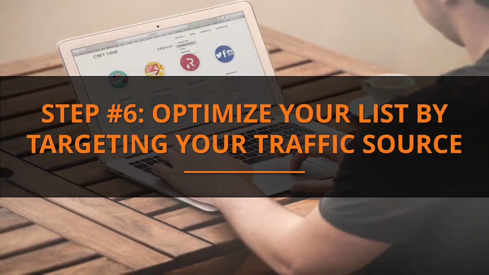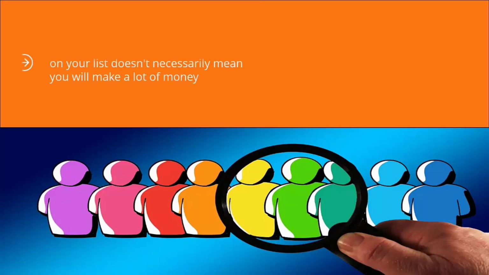Step number 6. Optimize your list by targeting your traffic source. Just because you have a lot of people on your list doesn't necessarily mean you will make a lot of money. There are a lot of list marketers with huge bloated lists but are struggling. The reason is that they made the all too common mistake of assuming that the more the merrier. That's not going to cut it in modern email marketing.